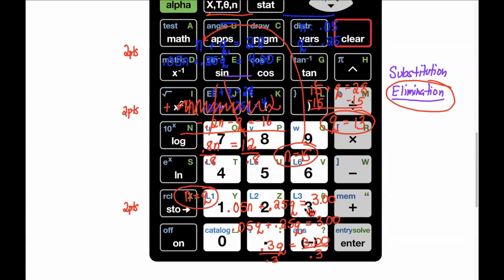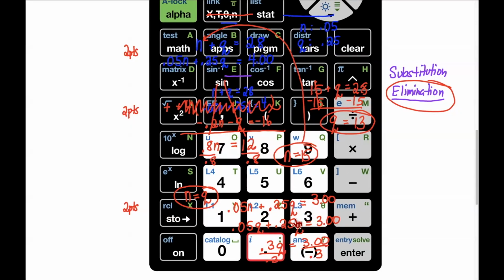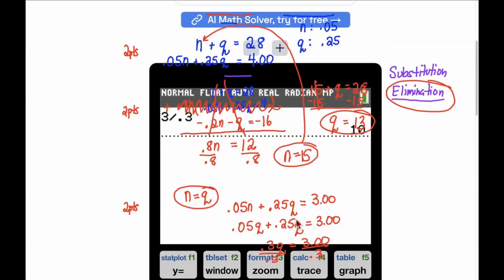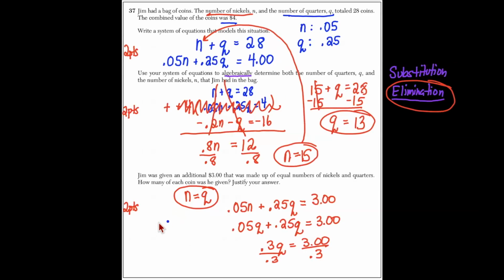Okay, so I've got 3 divided by 0.3. And I can see here, my answer is 10. Okay. So I know here that n is equal to q is equal to 10. Now, what was the actual question here? It said, how many of each coin was he given? Okay, so he was given 10 of each coin. And my justification is the work that I did to solve it right here, right?